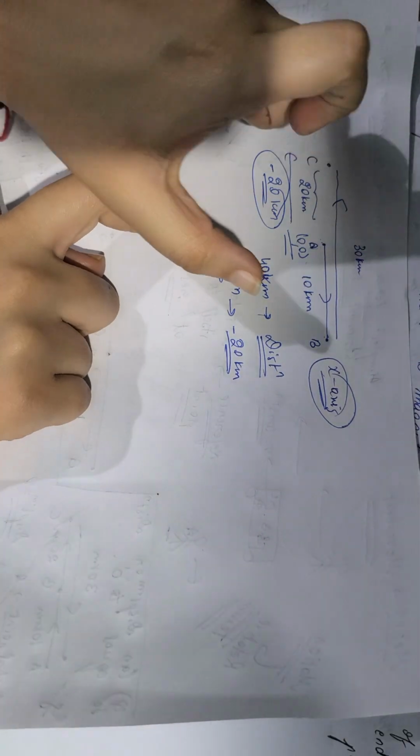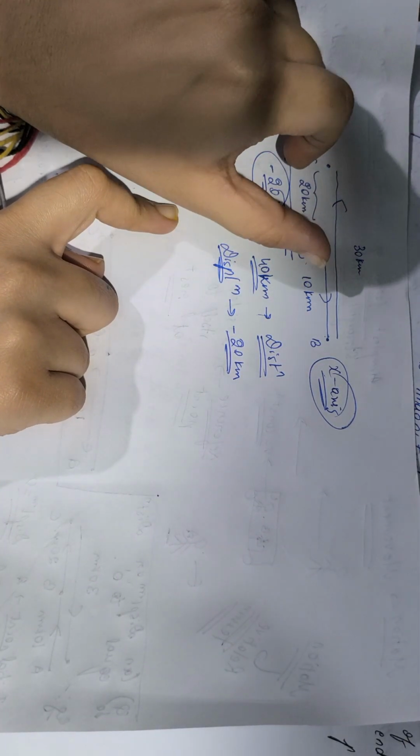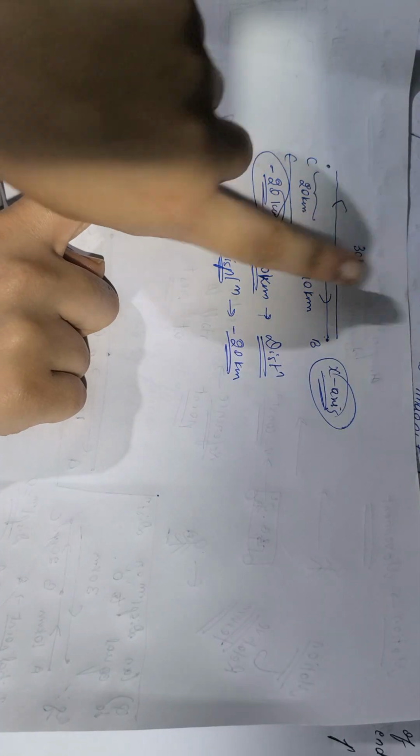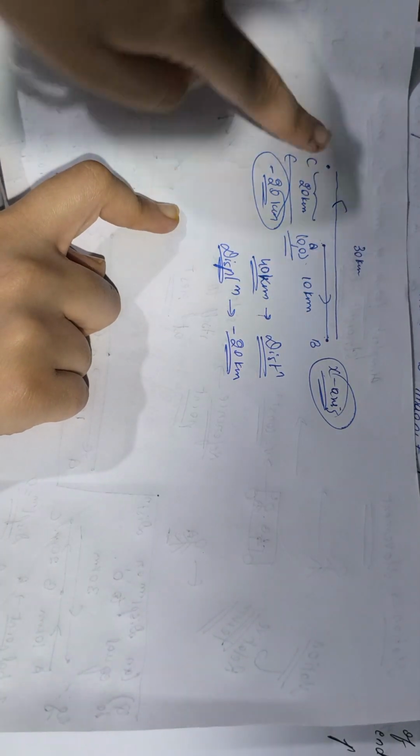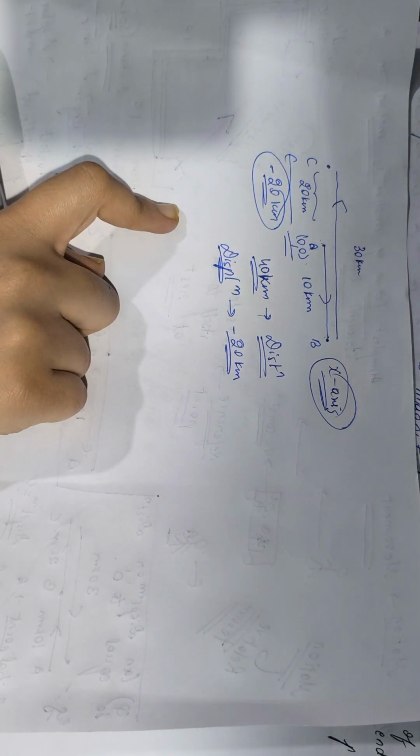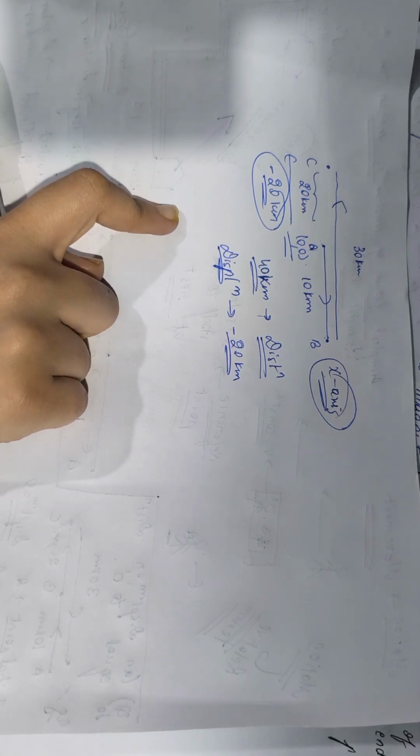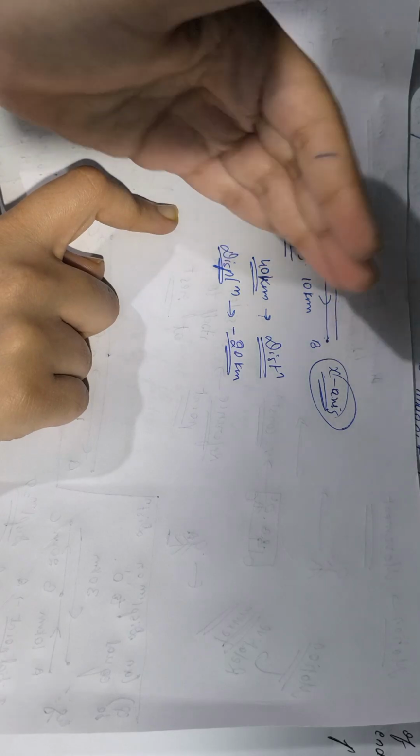So it has moved 20 kilometers extra in the negative axis. Okay, so this negative sign is basically what? This negative sign is basically the direction. Okay, it is a direction.